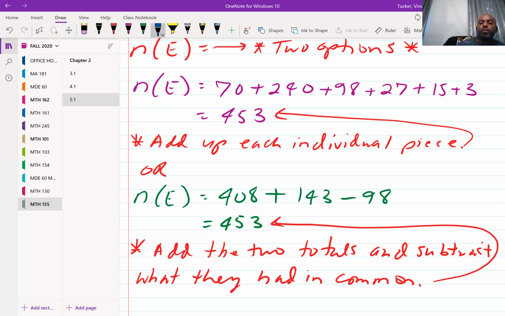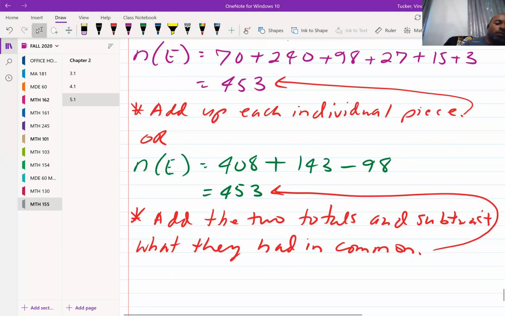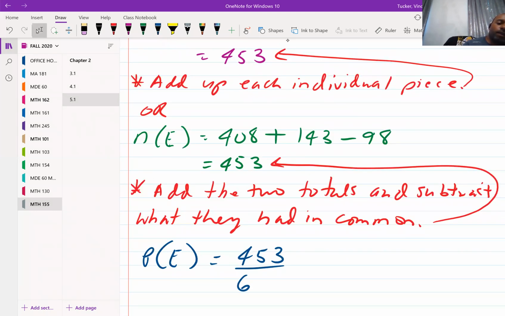All right. Any problem before we finish it off? So the probability is going to be 453 over 665 and 68.1%.